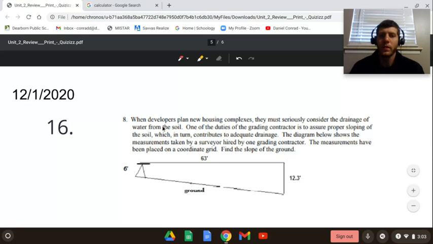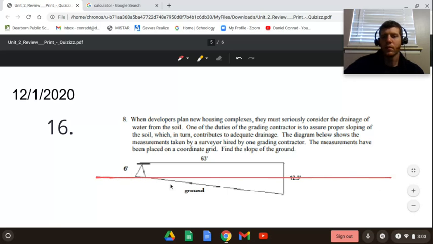So when developers plan new housing complexes, they must seriously consider the drainage of water from the soil. One of the duties of the grading contractor is to assure proper sloping of the soil, which in turn contributes to adequate drainage. The diagram below shows the measurements taken by the surveyor hired by the grading contractor. The measurements have been placed on a coordinate grid to find the slope of the ground. So here's our horizontal line. Right, so that's going to be 63 here.